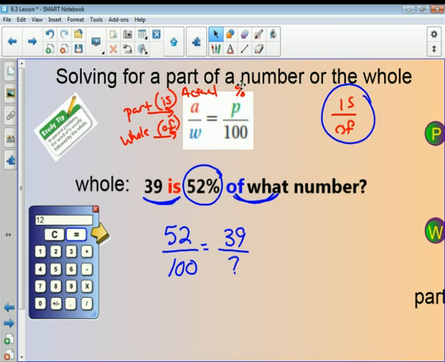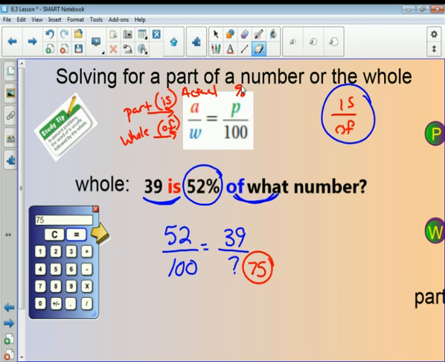So 39 times 100 is 3,900 divided by 52 gives me 75. So I just found out that I have a whole of 75. Okay, so I had 39 out of 75, whatever this is. Maybe it was a 39 out of 75 on a test. Okay, so that's not a very good percentage of 52%, is it? I would probably be retaking on that.